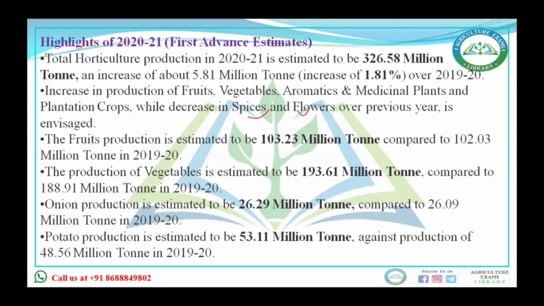Fruit production is estimated at 103.23 million ton as compared to 102.03 million ton in 2019-20. Again, the production of vegetables is estimated at 193.61 million ton compared to 188.91 million ton in 2019-20. Onion production is estimated at 26.929 million ton as compared to 26.09 million ton in 2019-20. Again, potato production is estimated at 53.11 million ton against the production of 48.56 million ton in 2019-20.